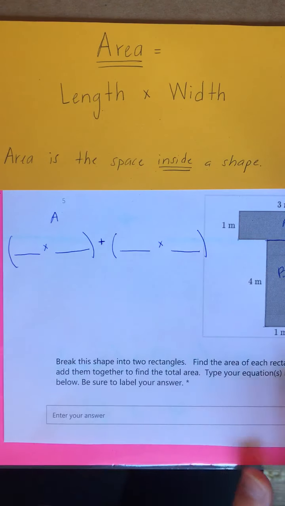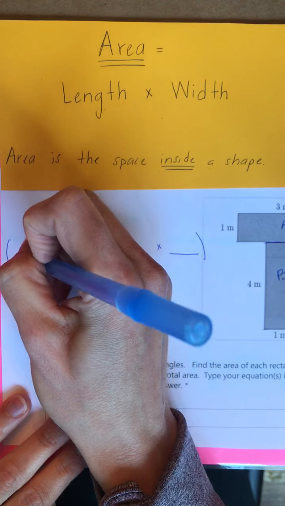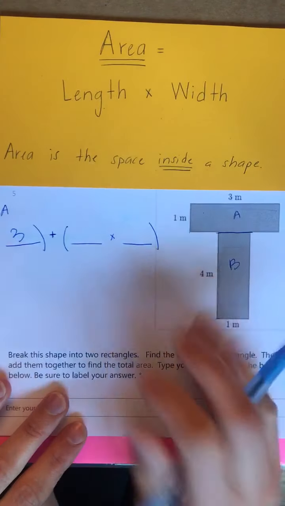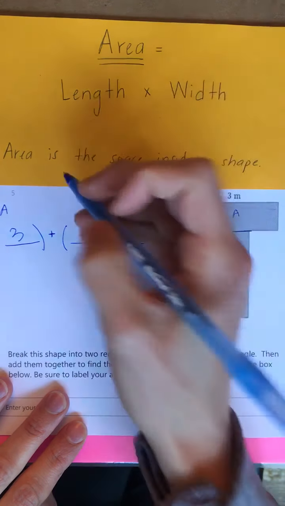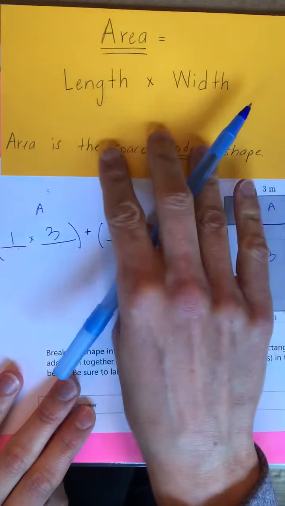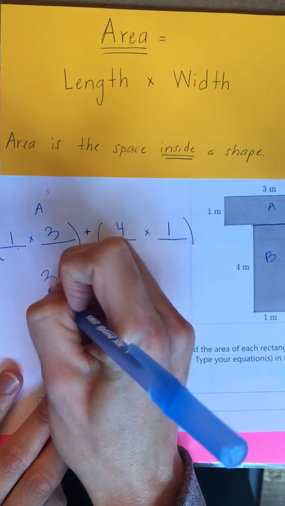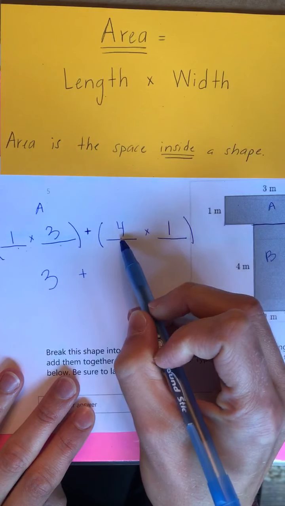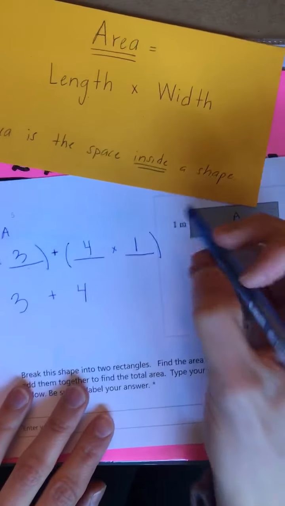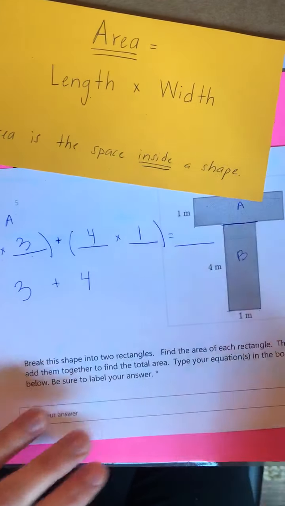Okay, friends, great job. So you should have told me that the area of A was the length was 1 times 3, right? Length times width. And the area of B was 4 times 1. Now tell me, what is 1 times 3? Any number times 1 is itself, right? Is that number. So 3 plus 4 times 1 equals 4, right? So add up your two parts and tell me what the area of the whole irregular shape is.